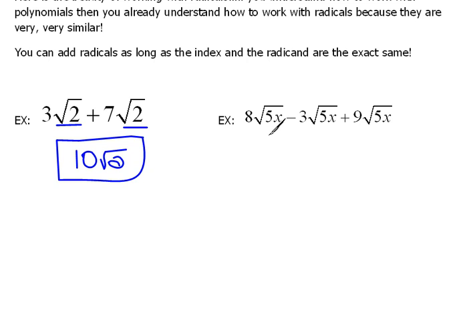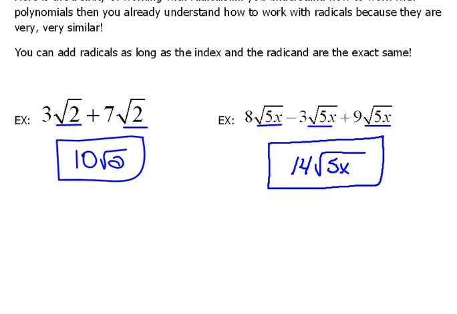And like we did before with the polynomials, it doesn't matter how many you have. As long as they are the exact same radicand and index, then you can combine them. So here we have square roots of 5x. Those are all identical, so we can combine them. 8 of them minus 3 of them would be 5 of them, plus 9 of them would be 14 of those radical 5x's. So this is how we add radicals with the exact same radicand.